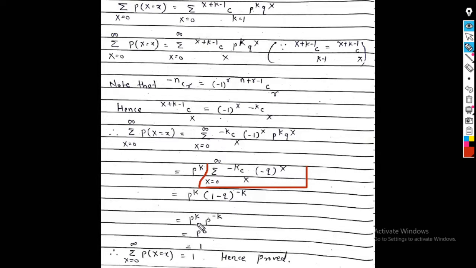So we get p raised to k, and 1 minus q is what? P. So p raised to k, p raised to minus k. Therefore, we get p raised to 0, and anything raised to 0 is 1. So finally, we get summation x is equal to 0 to infinity, probability of X equal to x is equal to what? 1. Hence, it is proved.